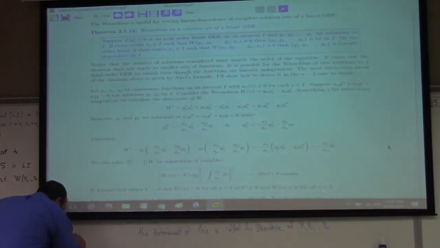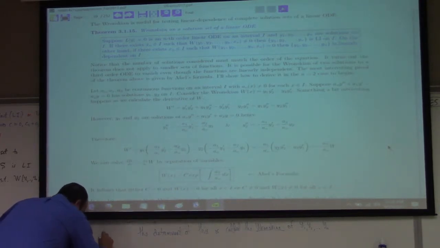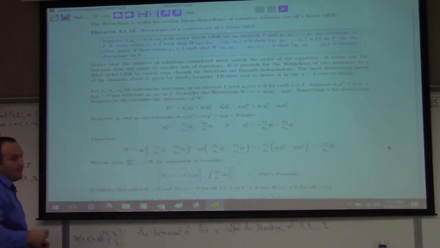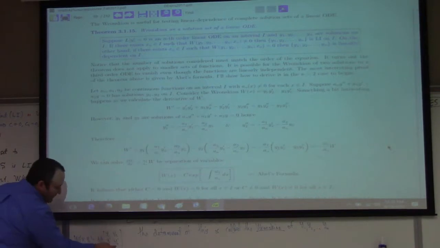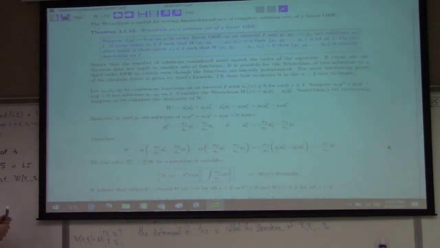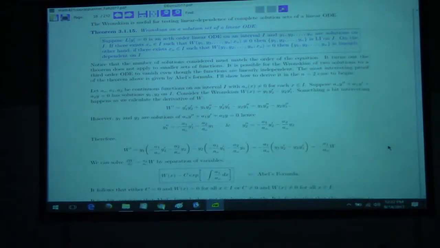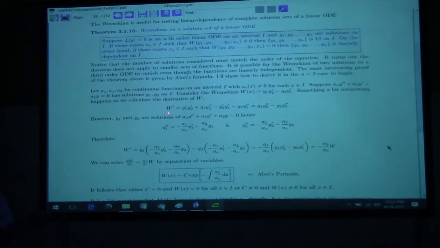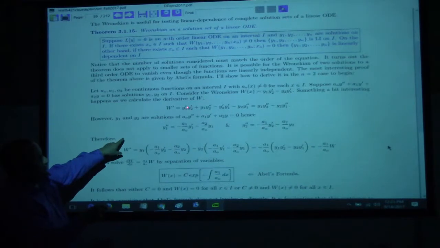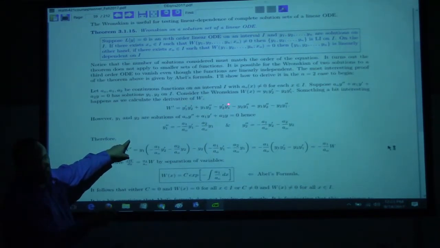So the Wronskian of y1 and y2 is the determinant of y1, y2, y1 prime, y2 prime, right? The determinant of that is y1 y2 prime minus y2 y1 prime, right? Now you can hit the lights again, King. So again, the Wronskian's y1 y2 prime minus y2 y1 prime. So what happens when you differentiate the Wronskian? Well, you get this mess, but two of the terms cancel because you got y1 prime y2 prime, and you also got a y1 prime y2 prime with a minus.